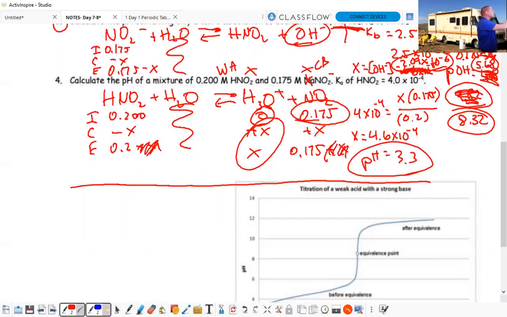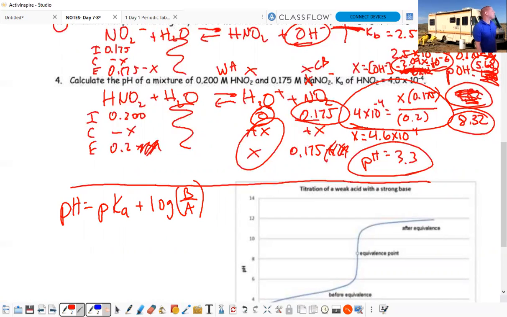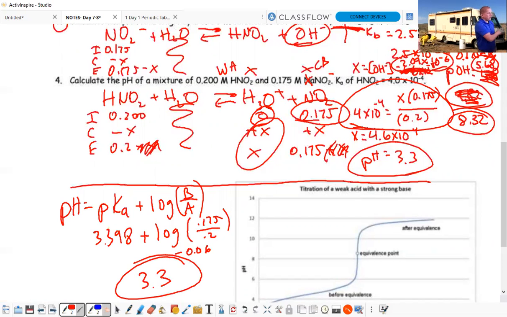All right, what about if I recognize it now as a buffer, as you well should? So pKa plus the log of the base over the acid. So this is that part of the equation I talked about, taking the negative log of both sides and then rearranging it a little bit. So the pKa is the negative log of the Ka. That gets us 3.398, just kept some extra digits, plus the log of the base, 0.175, over the acid, 0.2. This is negative 0.06, and so our answer comes out to be 3.3. So 3.3 for the pH.